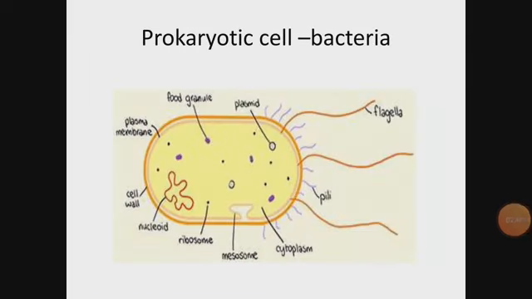So this is the diagram of prokaryotic cell, that is bacterial cell. You can see here nucleoid, the genetic material, is present. It is naked, it does not have any nuclear membrane around it. It is just found naked without any membrane around it and found scattered in the cytoplasm. You can see it is lying in the cytoplasm naked without any nuclear membrane.